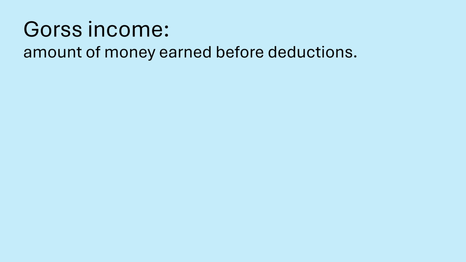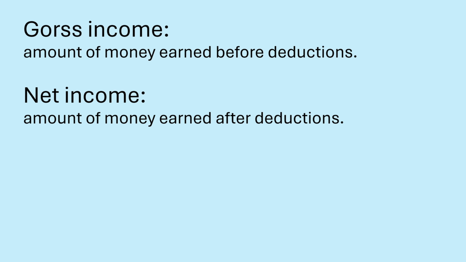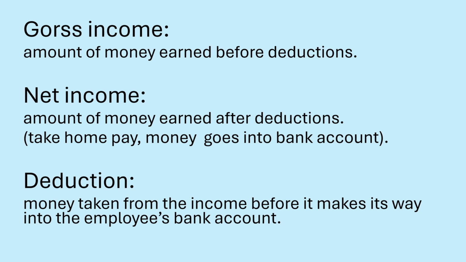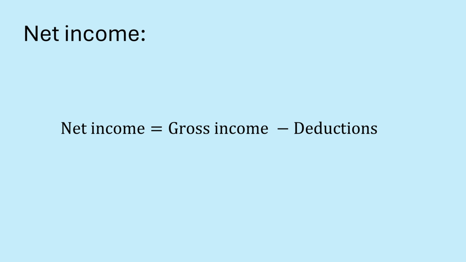Gross income. Amount of money earned before deductions. Net income. Amount of money earned after deductions. Net income means take home pay, or money that goes into the bank account. Deduction. Money taken from the income before it makes its way into the employee's bank account. Net income formula: net income is equal to gross income minus deductions.